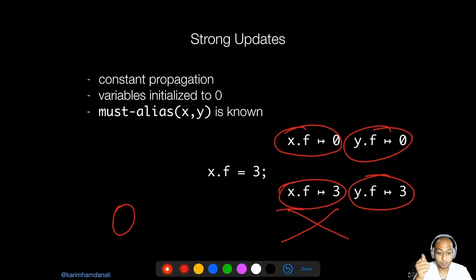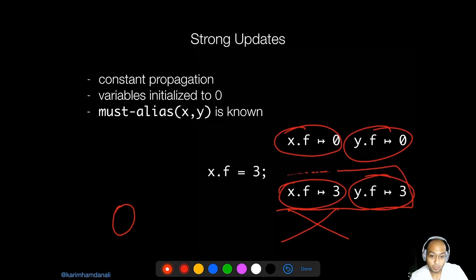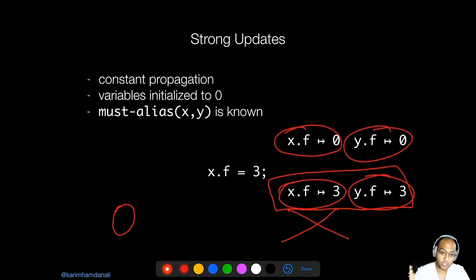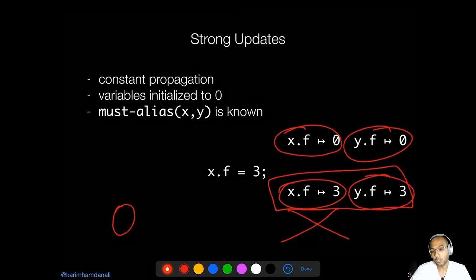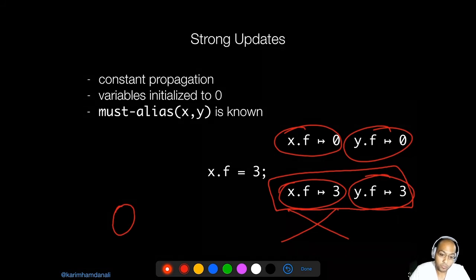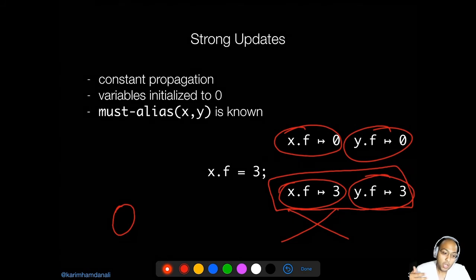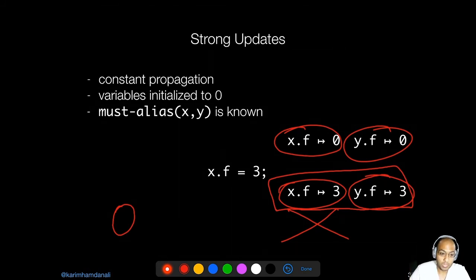So again, must alias relationship means your analysis should be flow sensitive. It means that you potentially have the ability to do strong updates, which means you can kill old information or stale information, which means you get more precise results. So obviously must alias information or must information is more rich, allows you to do more, but it's also harder to compute and harder to prove. So the analysis might not be as scalable as you would like it to be, or might not be as precise as you would like it to be.